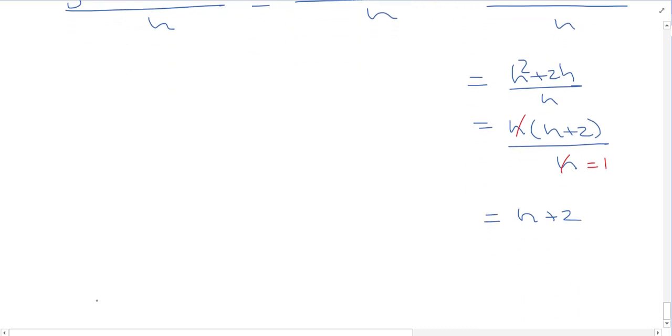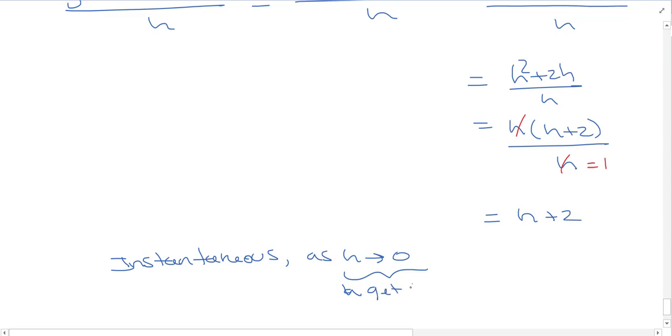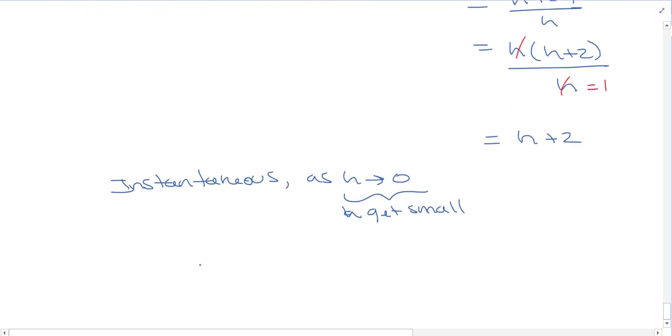Now we did say that the instantaneous rate of change is this as h gets small, as h goes to 0, meaning h gets small. So what happens as h gets small, close to 0? We're just going to get 2. So we can say that our instantaneous rate of change is 2.